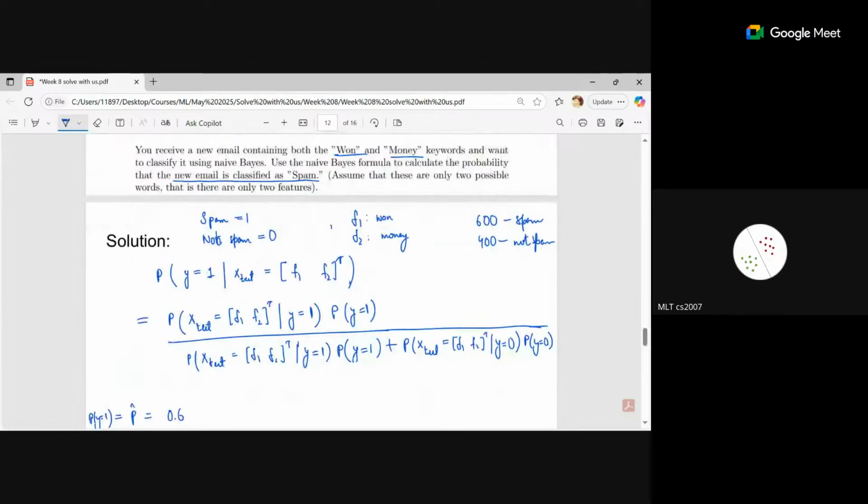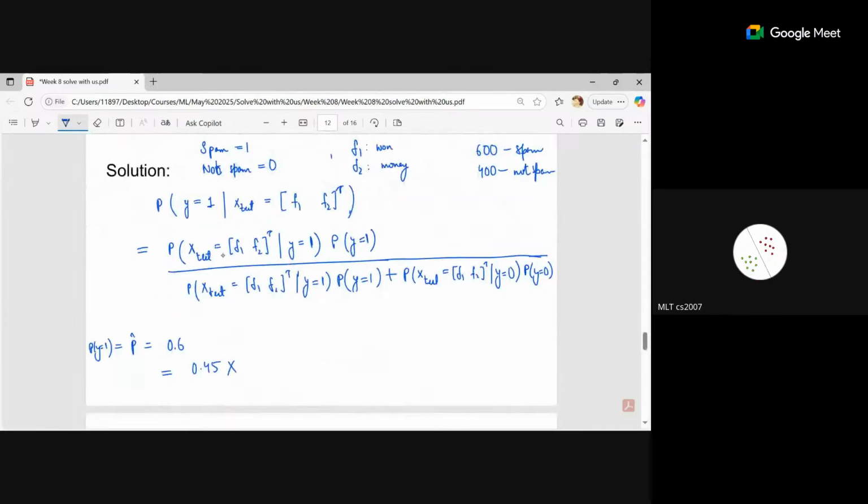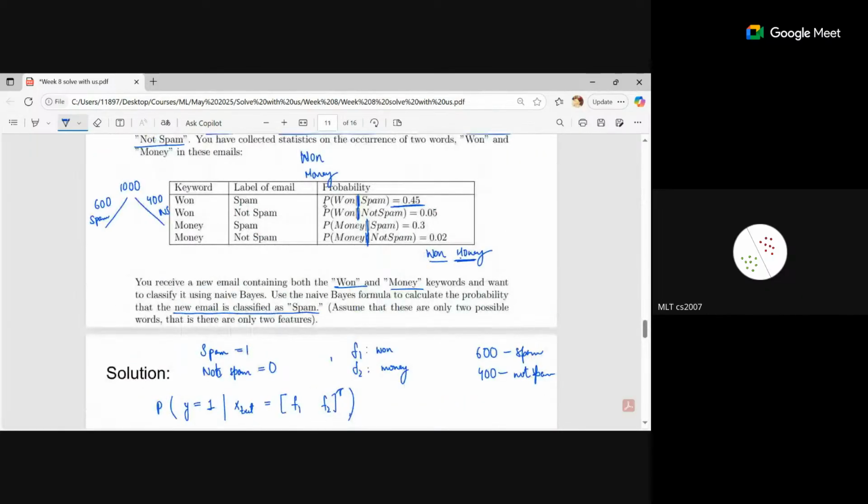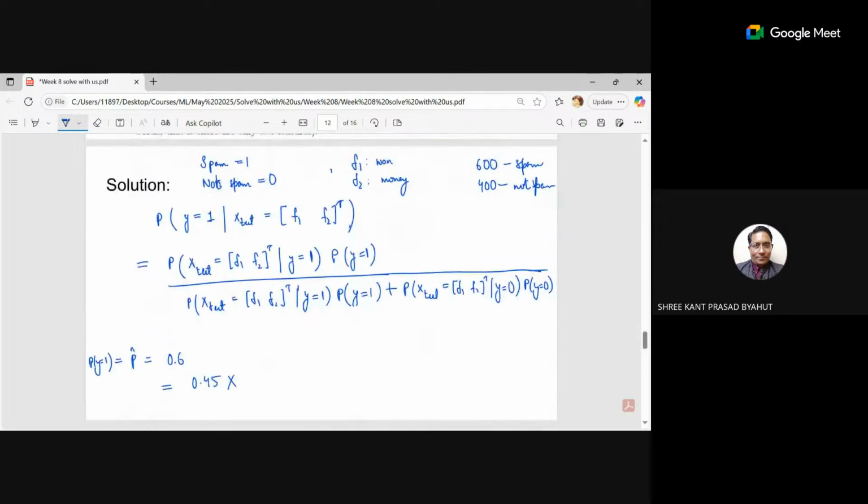So this is probability of f1 given y is equal to 1, right? So probability of 1 given spam. Probability of 1 given spam is 0.45. This is given to us. One is the f1, right?